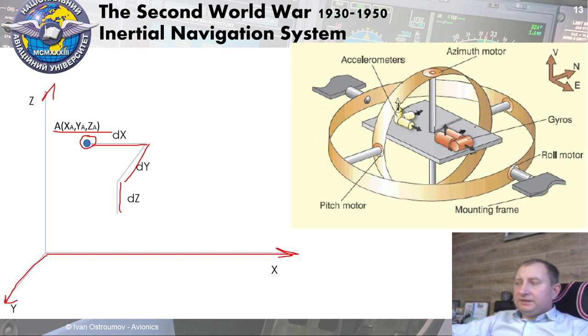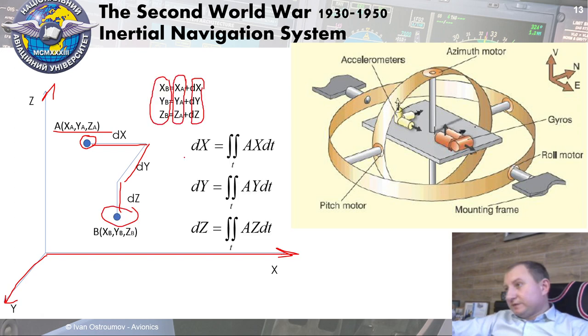The coordinates of our current location are equal to the coordinates of our previous location plus the difference of paths, by coordinates, traveled over some time. These paths we can count with the help of accelerometers. And this path is equal to the double integral over time of acceleration.